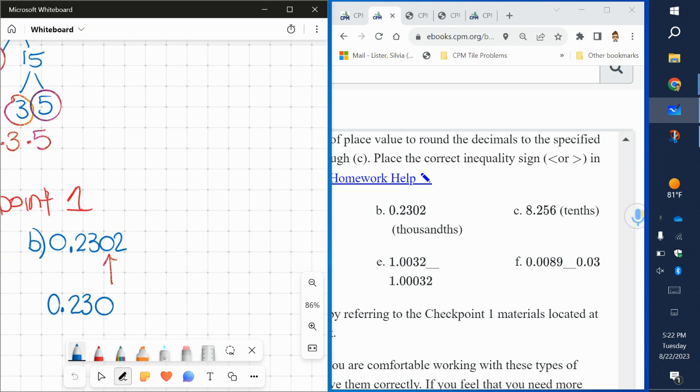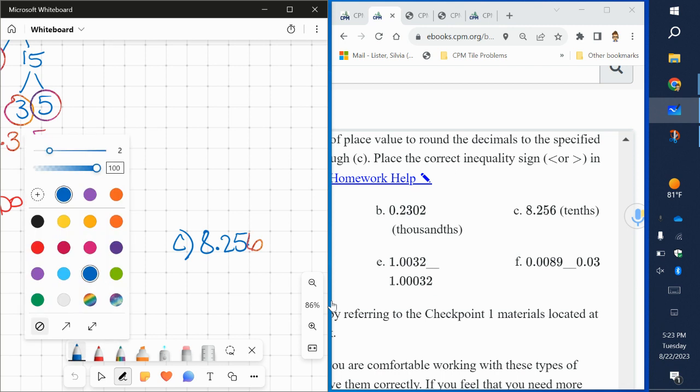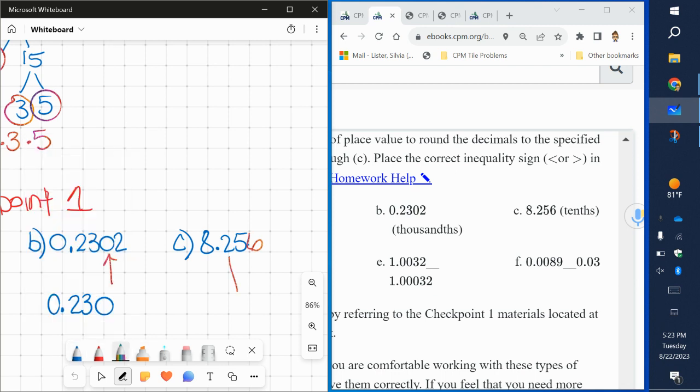And then finally, letter C. 8.256. Let's round this to the tenths. The tenths is the 2. So look next to it. This is 5 or above, which means that I need to round the given value up. So this is going to become 8.3. So this is 5 or greater, which means the number next to it increases.